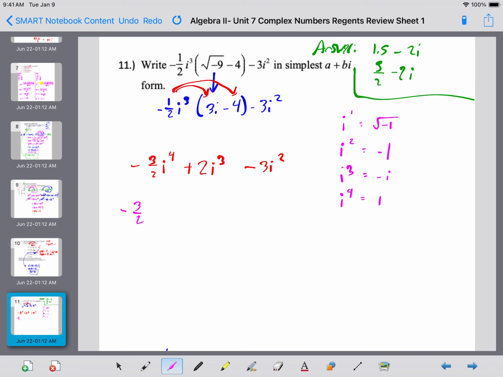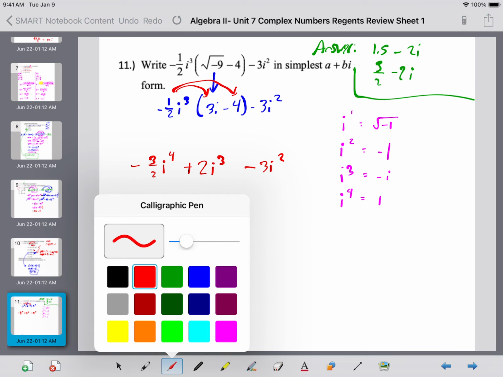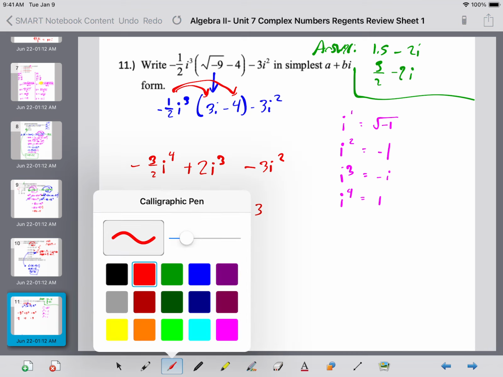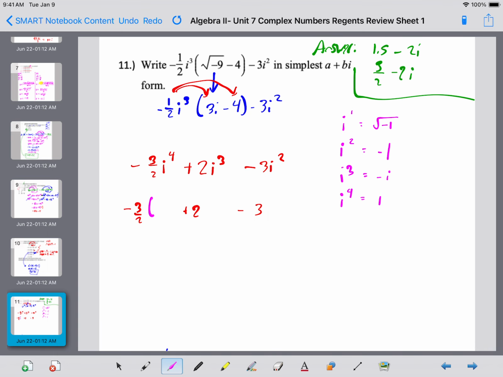Negative 3/2, i to the fourth is positive 1. i to the third is negative i. And i to the second is negative 1. So we get negative 3/2 minus 2i plus 3.